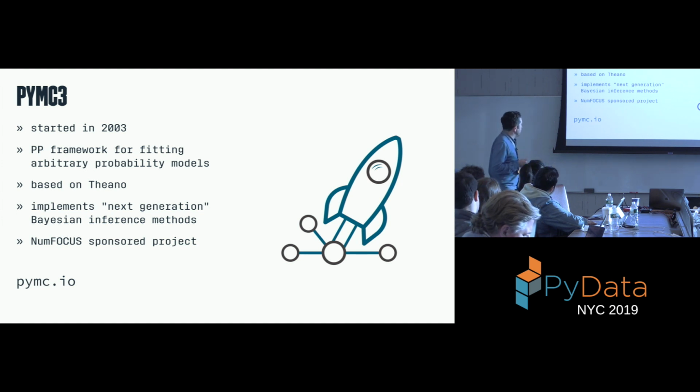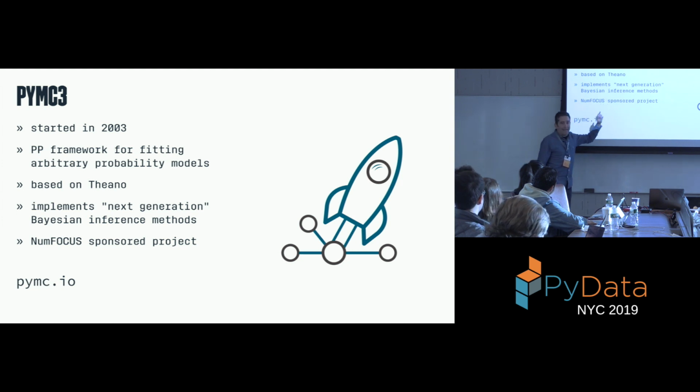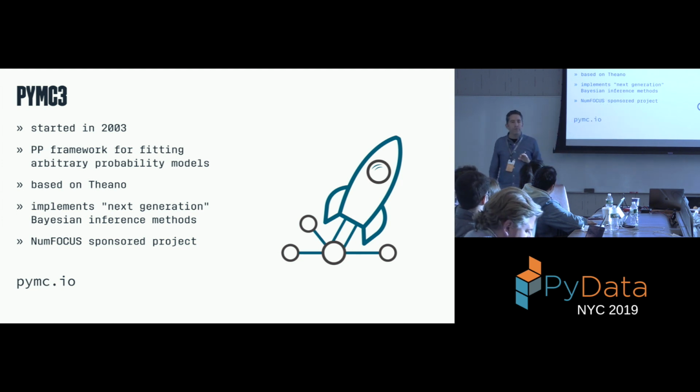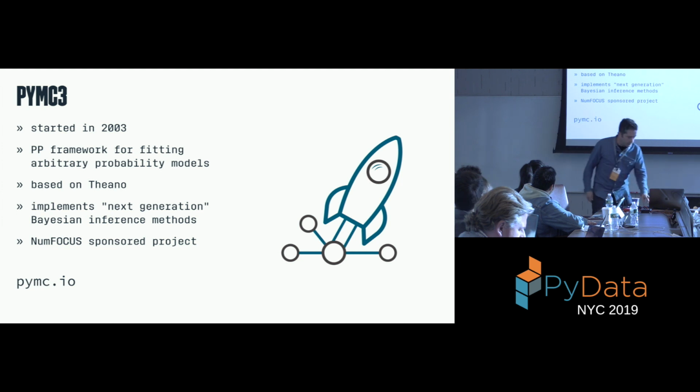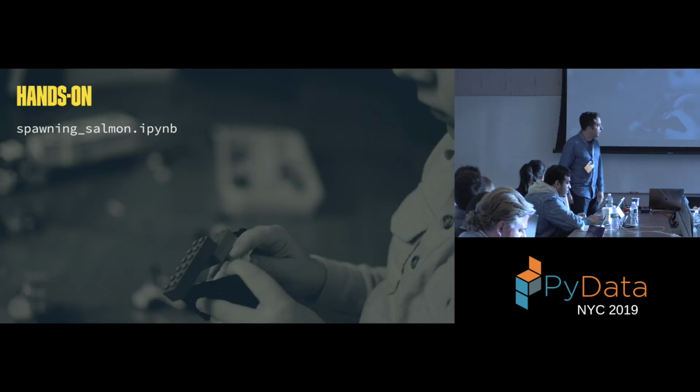automatically. And the reason we need that is that in PyMC, we implement what I would call next generation Bayesian inference methods. And those methods rely on gradient information to help you get a better idea of what the posterior distribution looks like. So we're going to be using methods called Hamiltonian Monte Carlo and NUTS, which are all gradient-based MCMC methods. And it's a NumFOCUS sponsored project. And you should all have it installed on your computer.